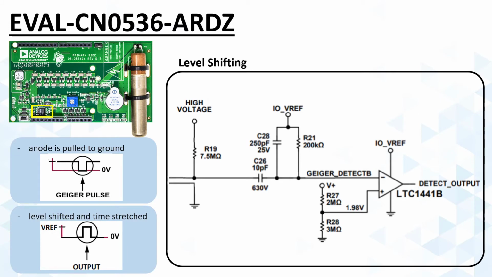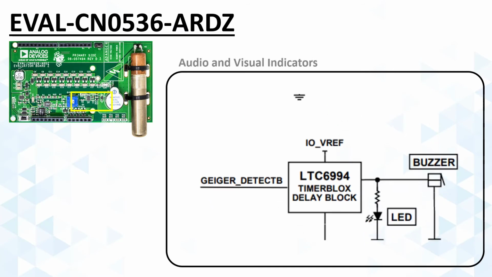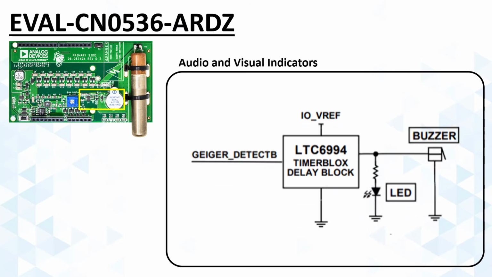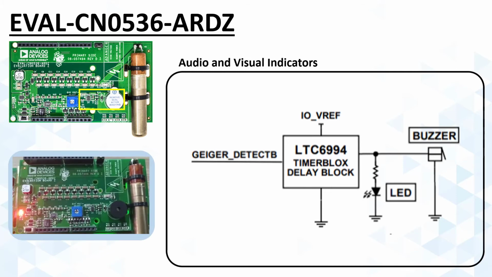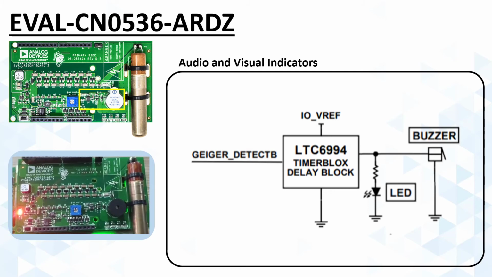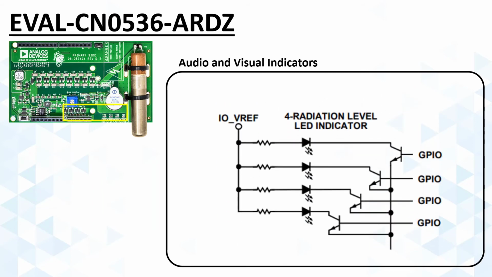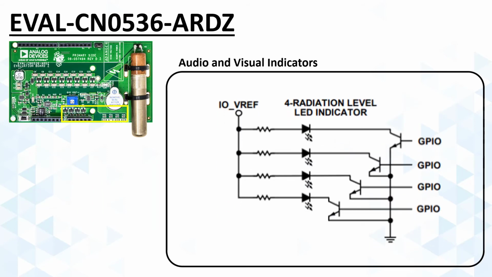captured by a microcontroller. The CN0536 provides audio and visual indicators in the form of a buzzer and an LED, which are triggered when radiation events occur. Moreover, it also has 4 programmable LEDs that can be used according to the user's desired application.